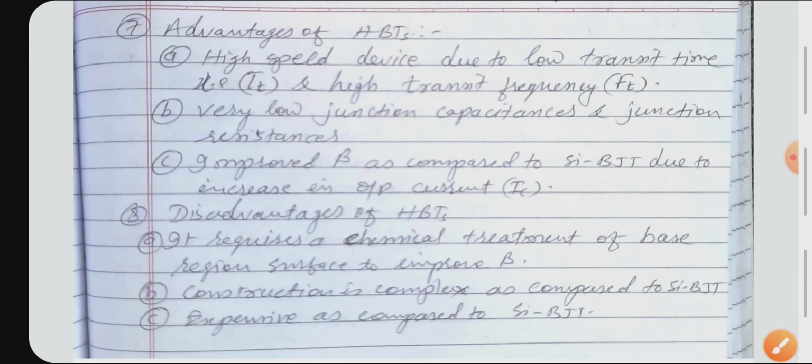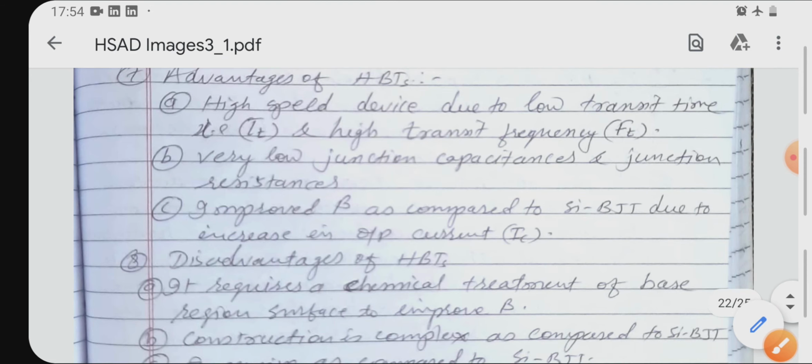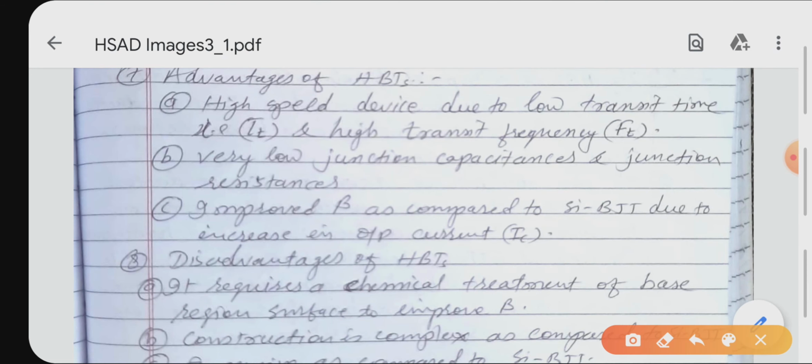This is a high speed device, due to the low transit time and high transit frequency. It has very low junction capacitances and junction resistances also. Then it has improved beta, the current gain, as compared to silicon transistor, due to increase in output current IC.